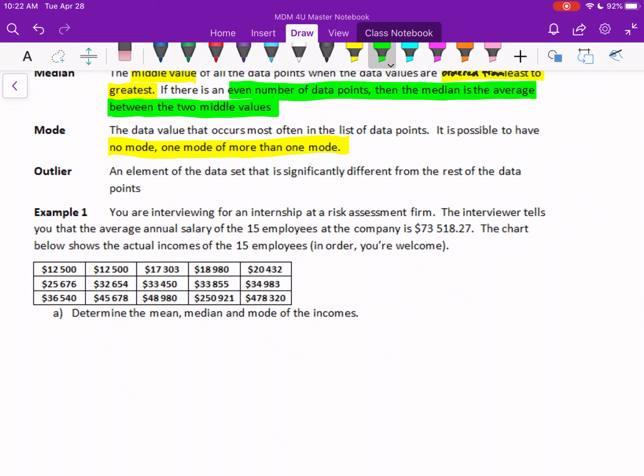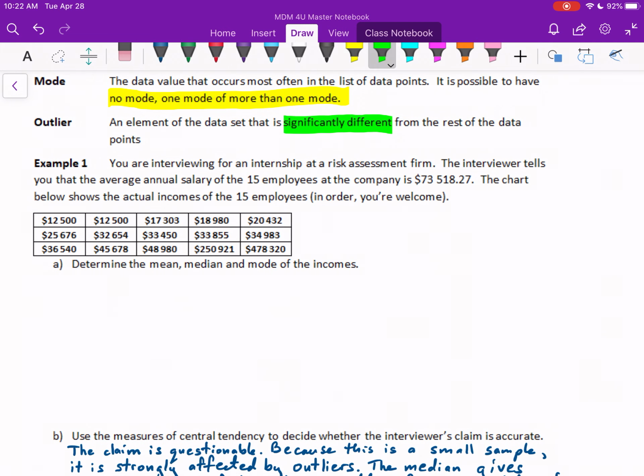So maybe if I was measuring the heights of everybody in our school, and most people were, say, between 5 and 6 feet tall, but we had a really, really tall person who was, say, 7 feet tall, that person would be an outlier. So he or she is obviously different from all the rest of them. All right, so let's look at some examples.